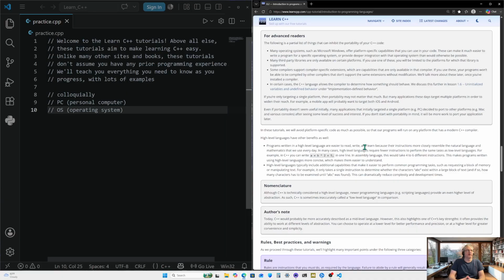For advanced readers, the following is a list of things that can inhibit the portability of your C++ code. Many programming systems, such as Microsoft Windows, offer platform-specific capabilities that you can use in your code. These can make it much easier to write a program for a specific operating system or provide deeper integration with the operating system than would otherwise be possible. Many third-party libraries are often available for certain platforms. If you use one of these, you will be limited to the platform for which that library is supported.